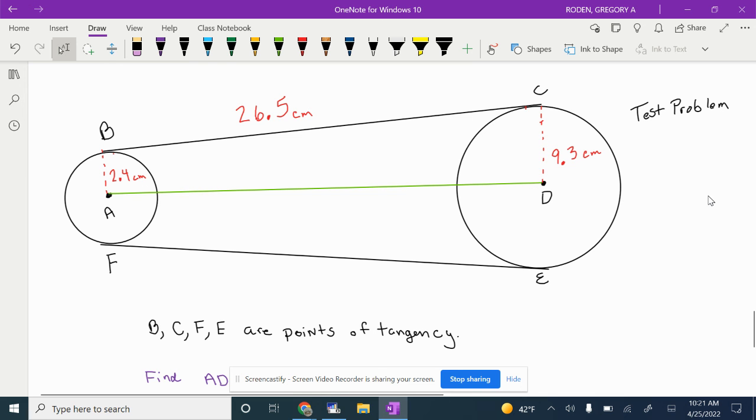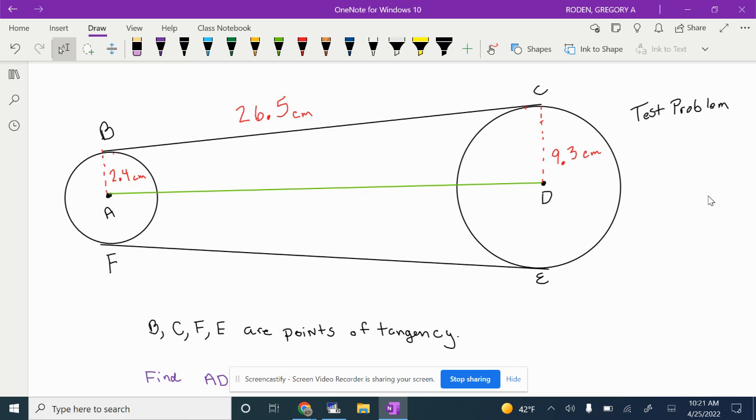Now, we need to figure out the length of that green line right there. So here's my question. Just by looking at this picture that we have, it looks like we have a quadrilateral, right? Is there anything we could do here right now to figure out the length of the green line? Any ideas?